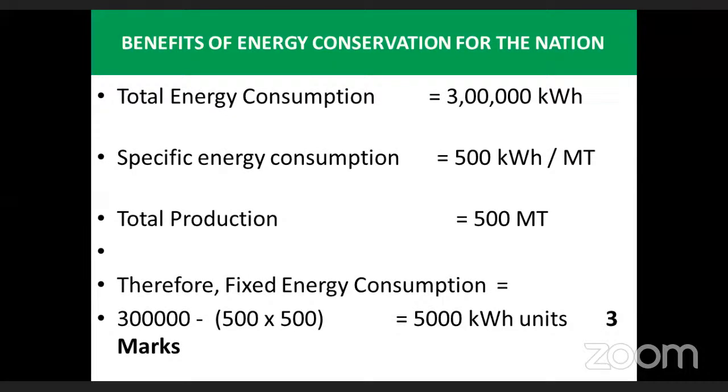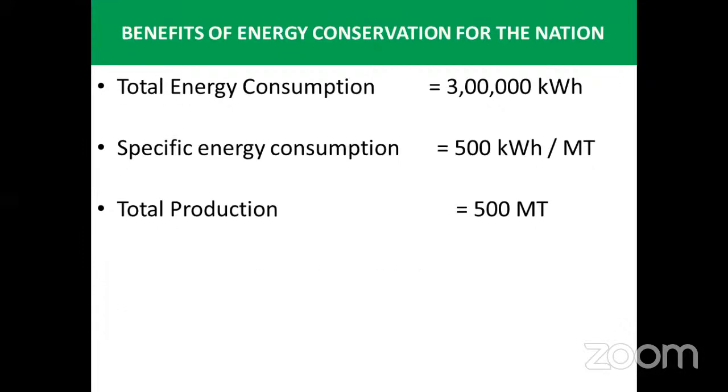Sir, they would have got the specific energy consumption as 500 kilowatt hour per metric ton. That must be from the total energy consumption only. Where does the fixed energy come in? Yes, sir. See, generally, when you speak of specific energy, it is total energy consumed divided by the production. That is what specific energy consumption is.